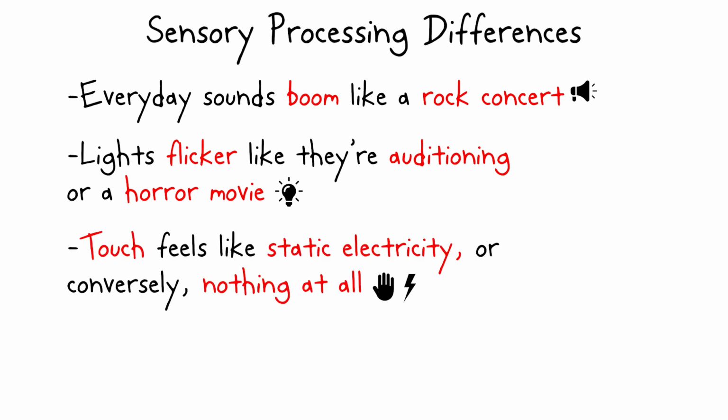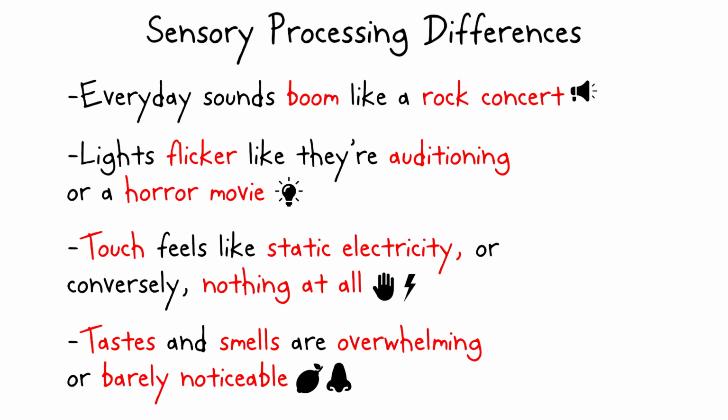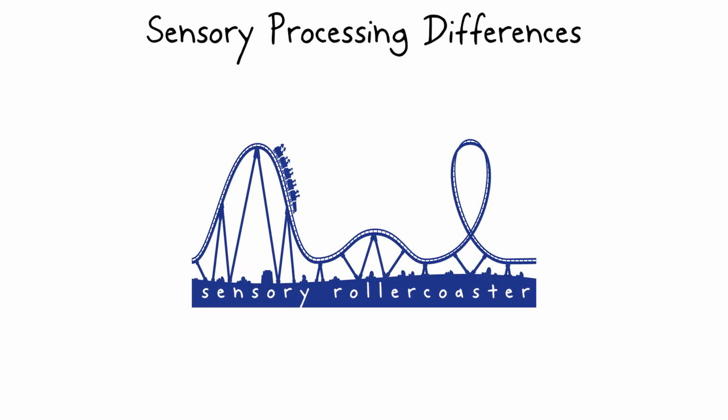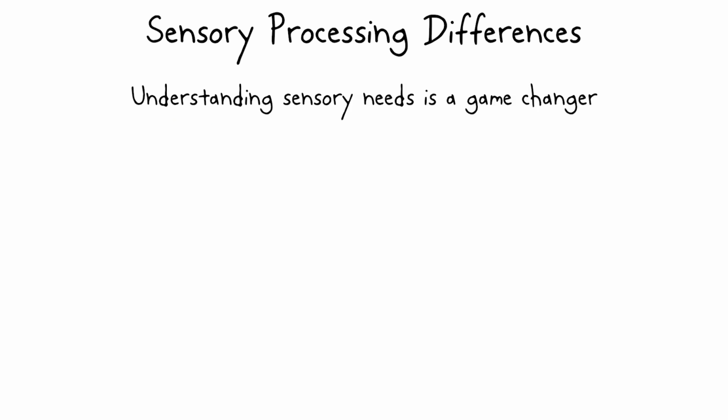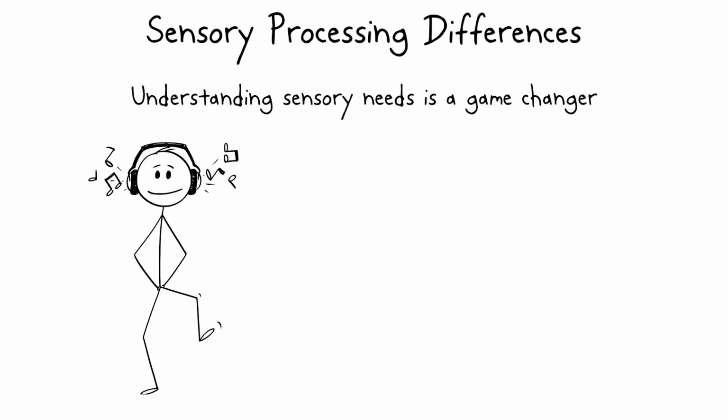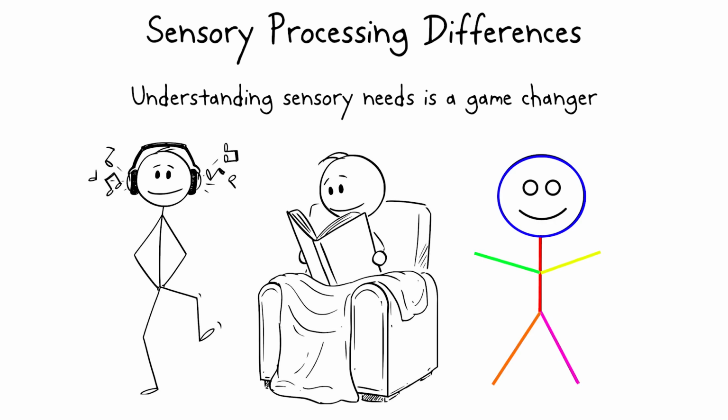Touch feels like static electricity, or conversely, nothing at all. Tastes and smells are overwhelming or barely noticeable. This sensory roller coaster can make the world either wildly fascinating or painfully overwhelming. Understanding sensory needs is a game changer, whether it's noise-canceling headphones, weighted blankets, or dimming lights.